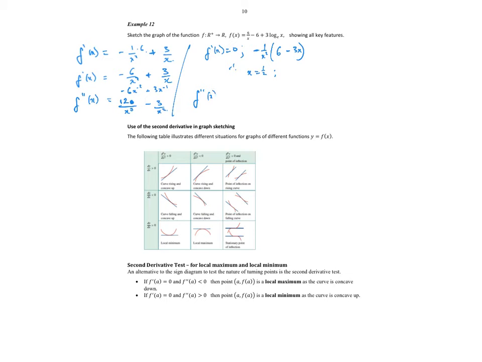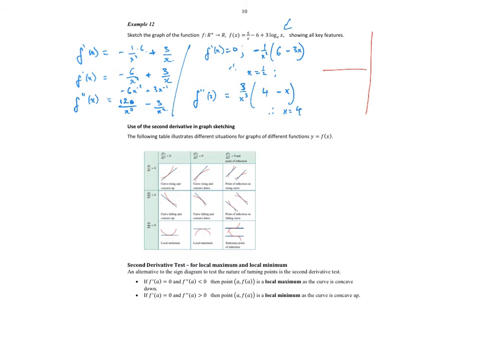F double dash of x, let's factorise that. We'll take 3 on x cubed out the front, and that's going to give me 4 minus x. That seems about right: 12 on x cubed minus 3x on x squared looks about right. Therefore, at x equal to 4, we have a point of inflection. Any x-intercepts? We can try and work with some addition of ordinates, couldn't we?